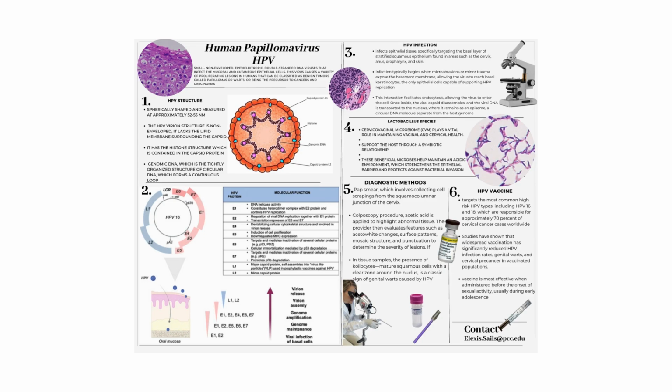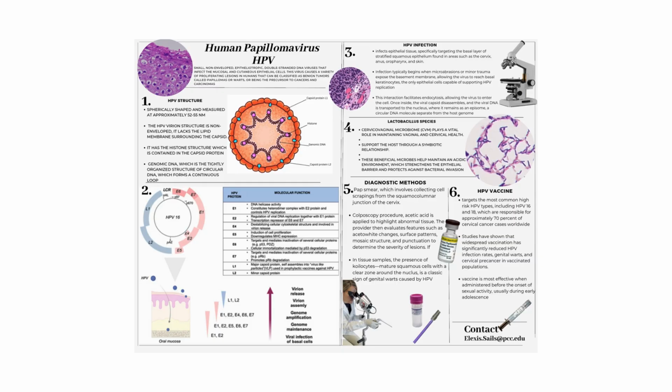The early region encodes proteins E1 through E7, which are essential for viral replication and regulation. The late region codes for the structural proteins L1 and L2, which are required for viral capsid assembly. The LCR contains important cis-acting elements that regulate both replication and transcription of the viral genome.